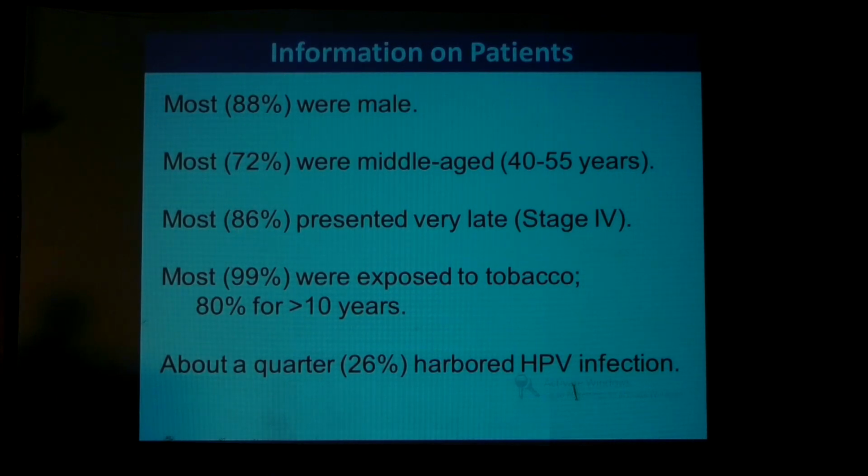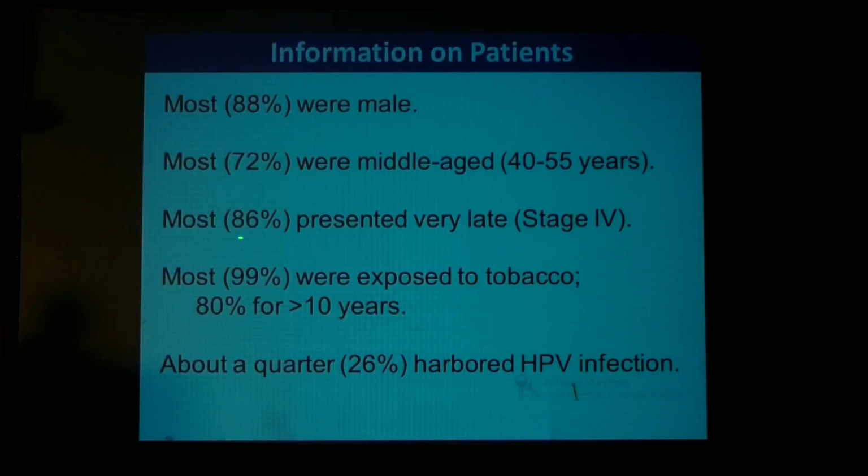The reason why they present themselves very late to the clinician is that usually they'll get a bruise, they'll get a small tumor in the inside of the mouth, but they love their tobacco so much that they will not go to the doctor. So they will keep chewing tobacco until they can bear it no more. And then when they go to the doctor, it's kind of late. It's already stage 4. 86% of our patients presented themselves very late.